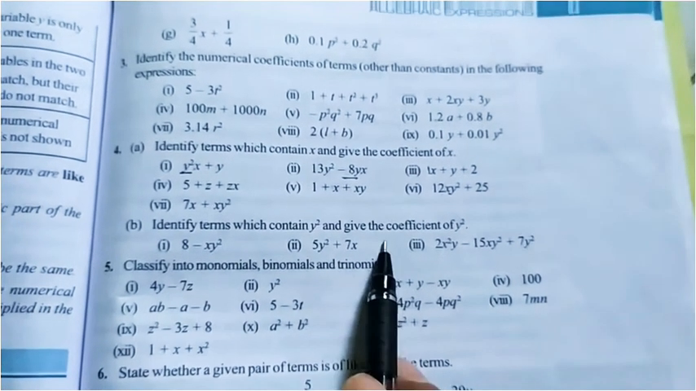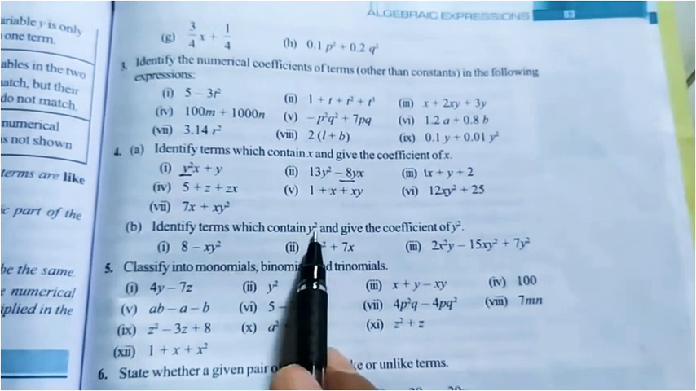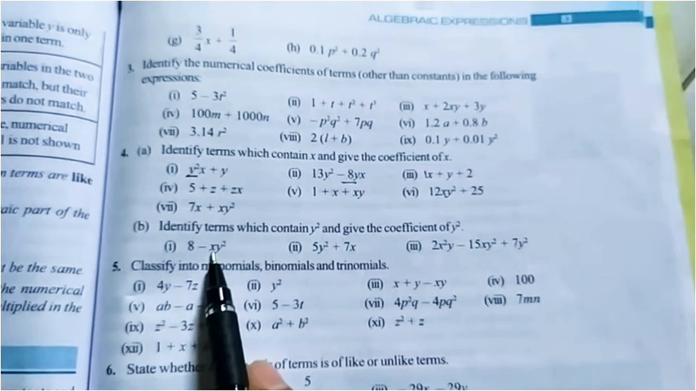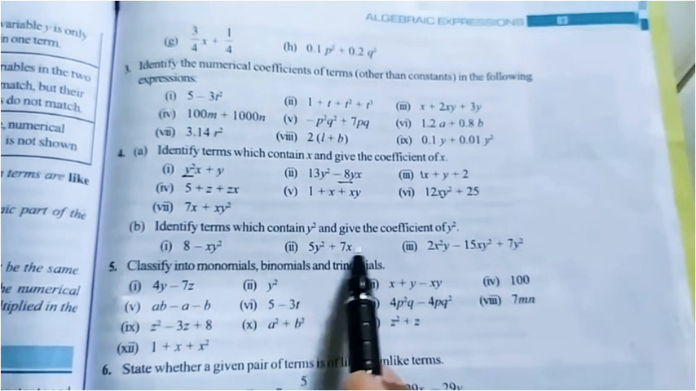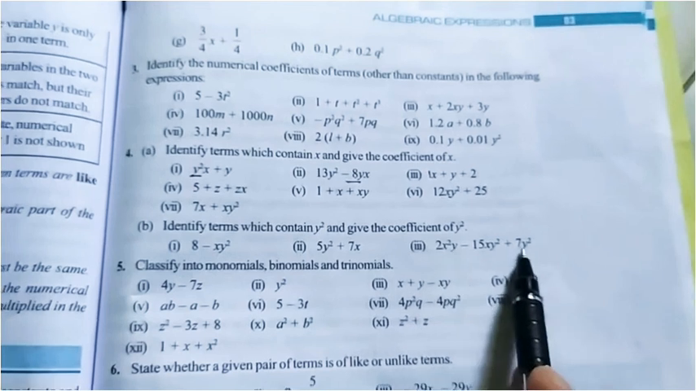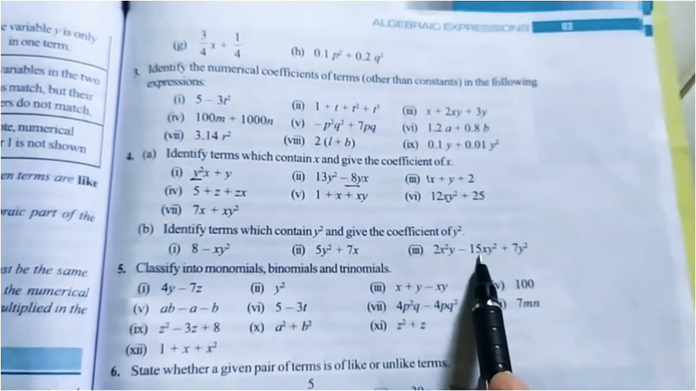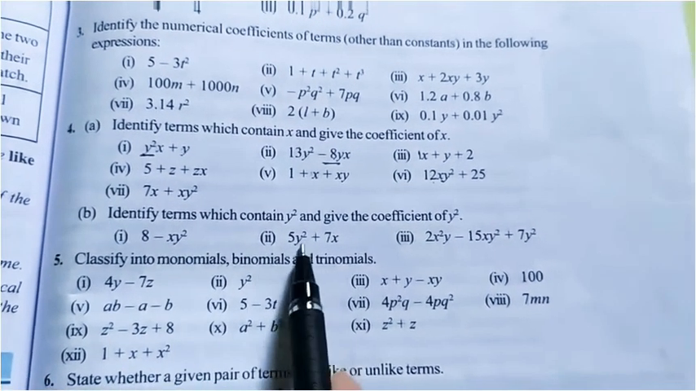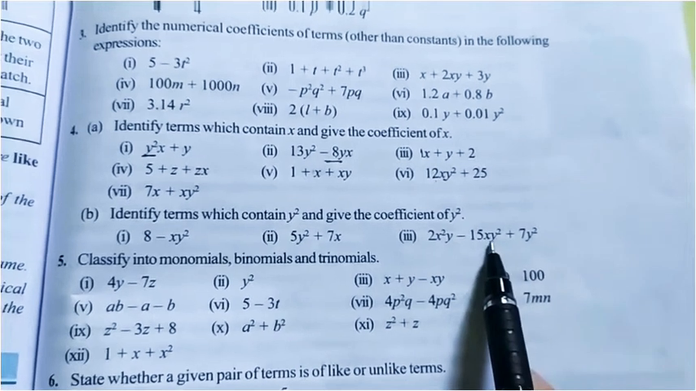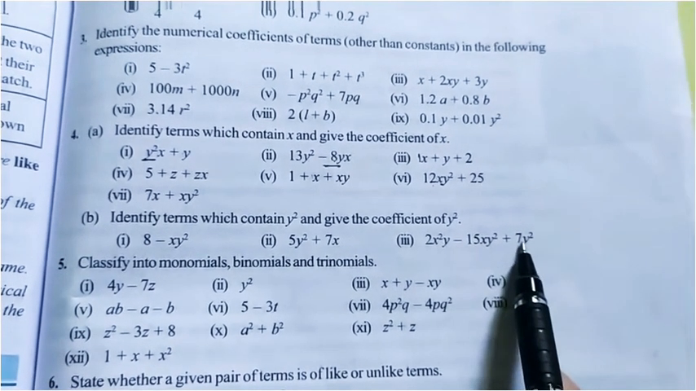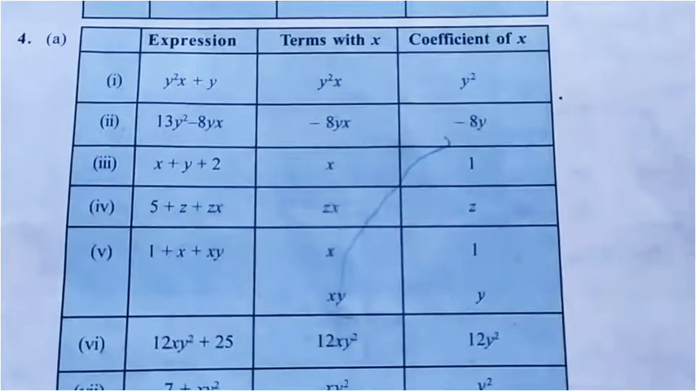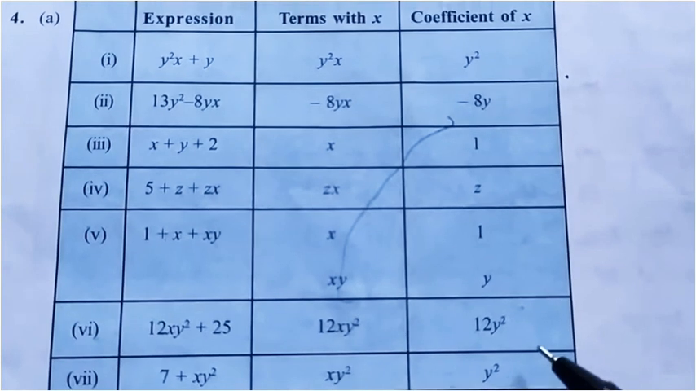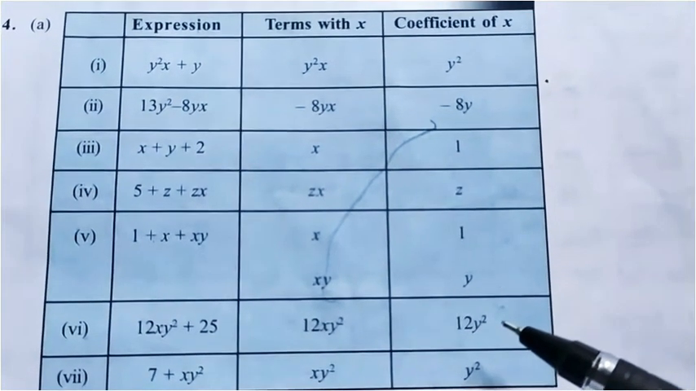Do the same thing in the second, but here you have to find the terms containing y square. So this one will be minus x y square as our term, and here 5y square, and here 7y square along with minus 15xy square. So here the coefficient will be minus x, here the coefficient will be 5, and here the coefficient will be minus 15x and 7. So here are the answers. Cross check your answers also and write them in your notes neatly.